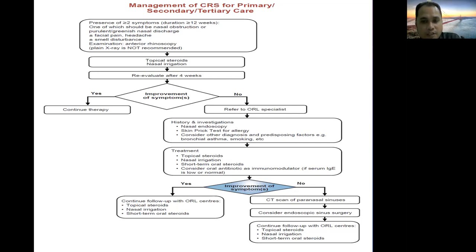If the symptom is not improved, we can refer to the ORL specialist. They will do further investigation, such as nasal endoscopy and skin prick test to detect whether the patient has allergy to certain allergen, and they can also consider another diagnosis. They will add on treatment such as short-term oral steroid and oral antibiotic. If there is an improvement, they will continue all the medication for at least 1 month. If there is no improvement of the symptom, they will do a CT scan to look at the paranasal sinuses and consider endoscopic sinus surgery to remove the source of infection within the sinuses. After that, they will continue the follow-up with the ORL center.